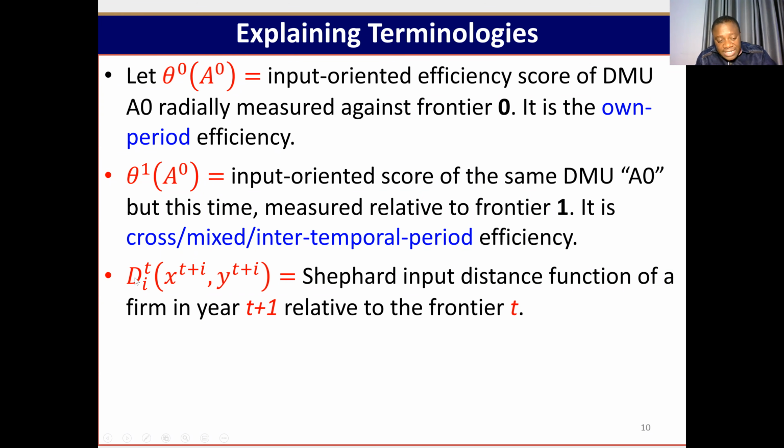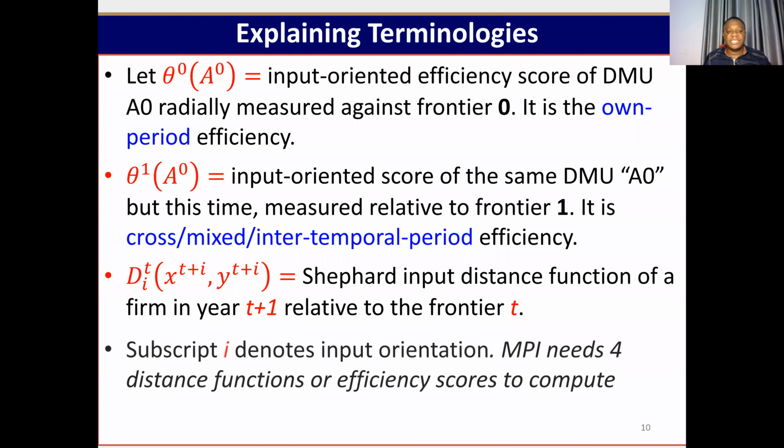Now, this D is the distance function. So what this means is that we are looking at the Shephard distance function of a firm in year T plus 1, where in this case the I is a 1, relative to the frontier T. This is a distance function.